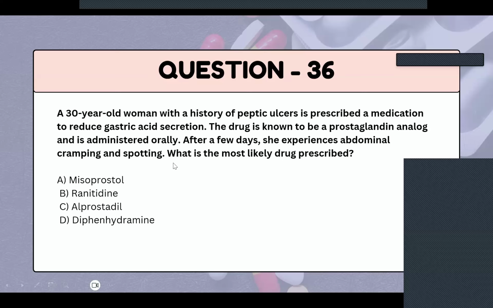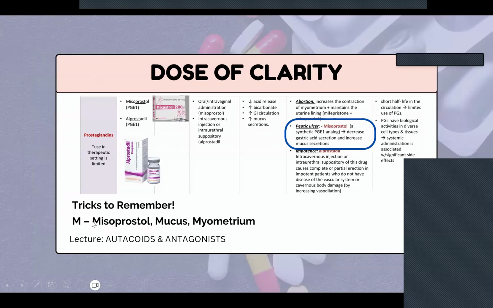Yes, you guys are right. The answer is misoprostol. So misoprostol is a synthetic PGE1 analog, and it is used to decrease gastric acid secretion. And it increases mucus secretion, so that is helpful in the treatment of peptic ulcers. And it increases uterine contractions of the myometrium, which causes the abdominal pain and cramping and spotting in this patient. An easy way to remember this is M. Misoprostol starts with M. It has an effect on mucus secretion.